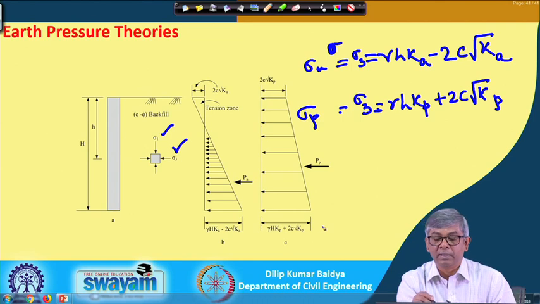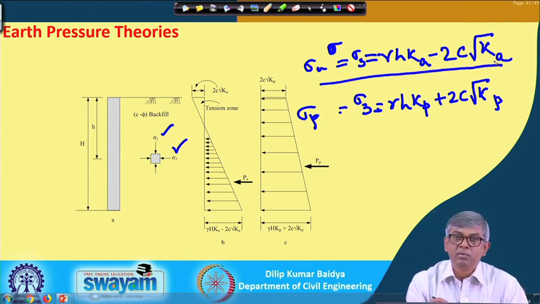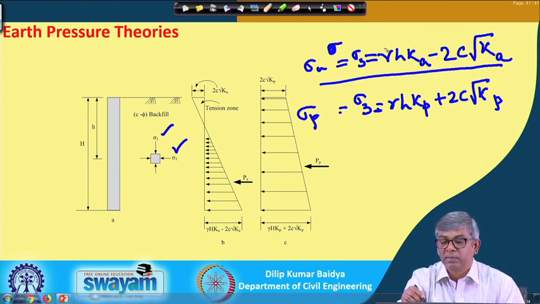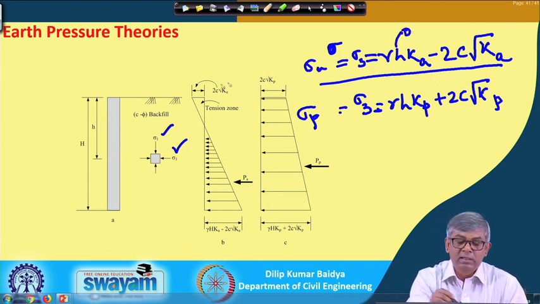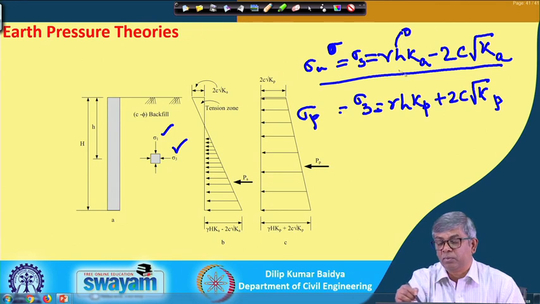Now, with the variation of depth h, if I want to draw the earth pressure distribution over depth, then for the active case, as I have mentioned, when h becomes 0, the whole gamma h k a part will be 0 and the only value will be minus 2 c root k.